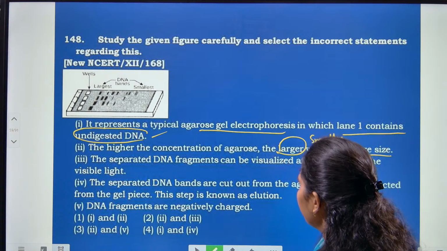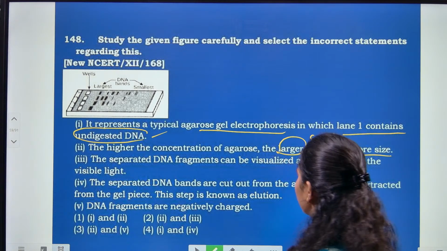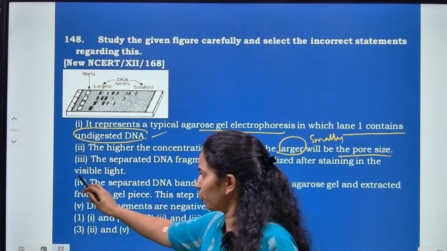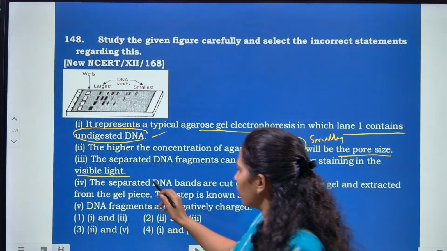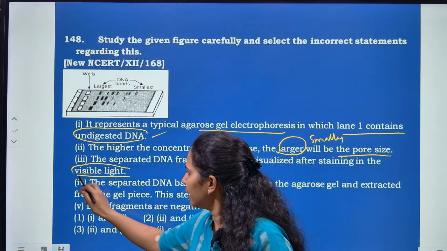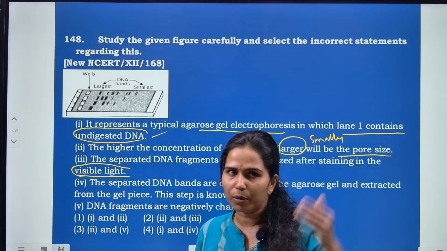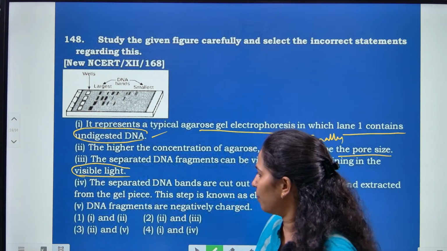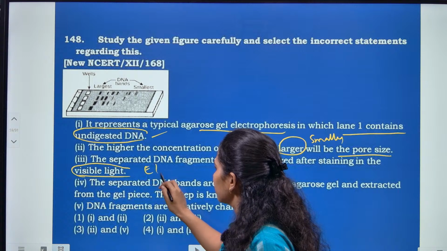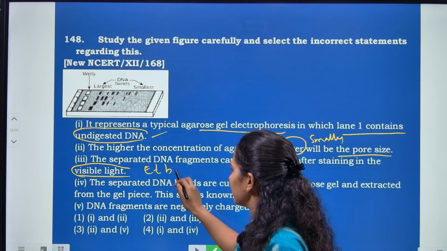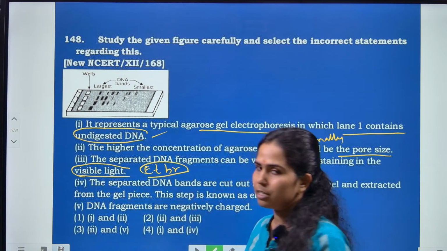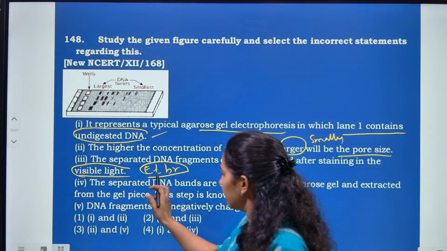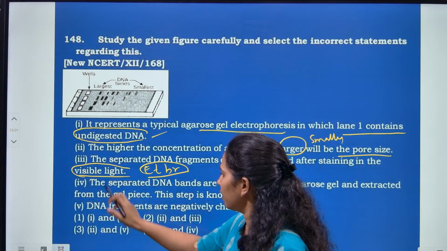The separated DNA fragments can be visualized after staining in visible light. It is not so. It is a direct question here. It is not with the visible light. The fragmented DNA cannot be visualized with normal light. It is visualized with the help of EtBr. So it is stained with EtBr, that is ethidium bromide. It is stained with ethidium bromide, but it is not the visible light here.